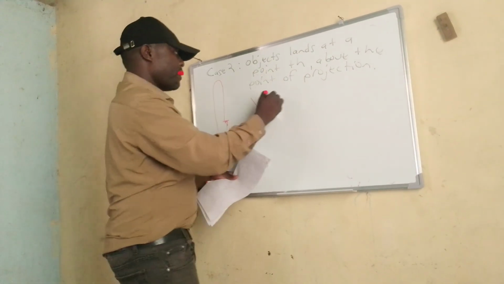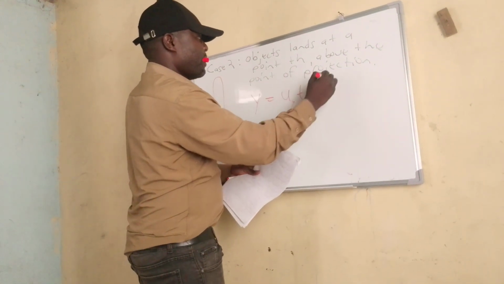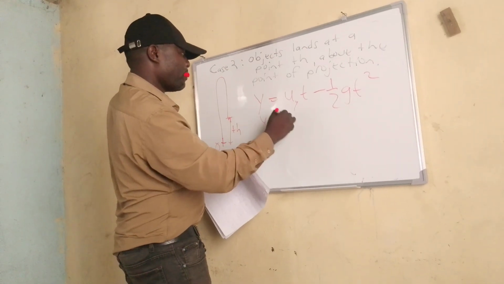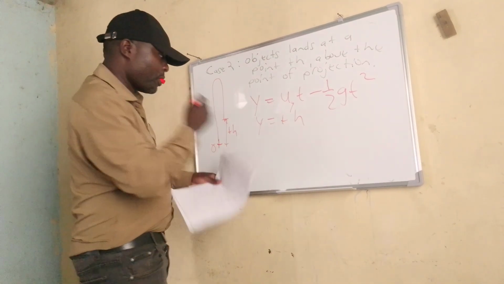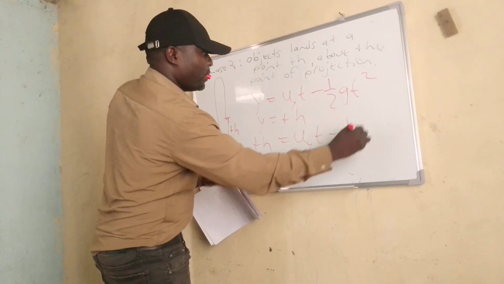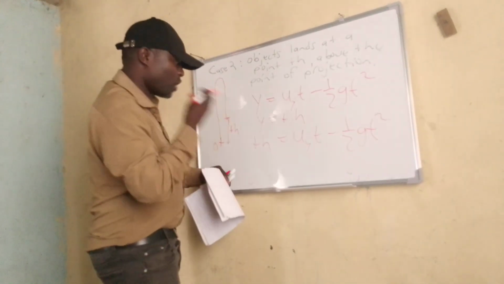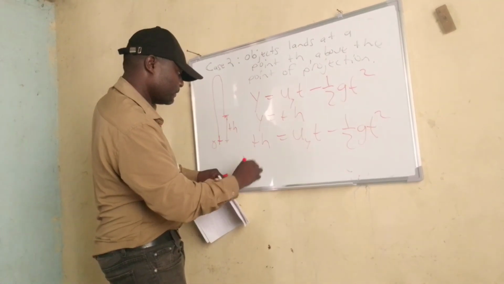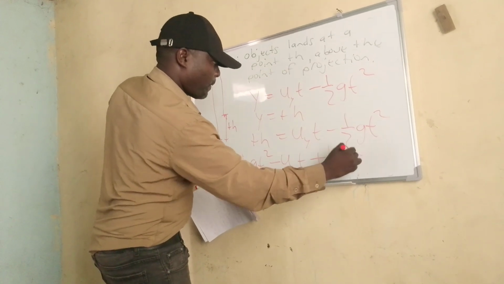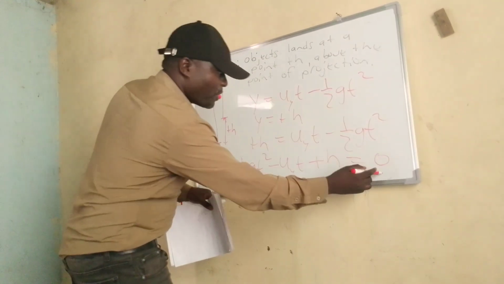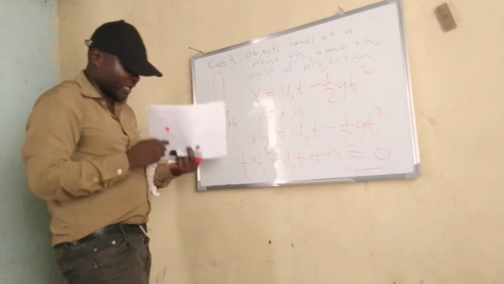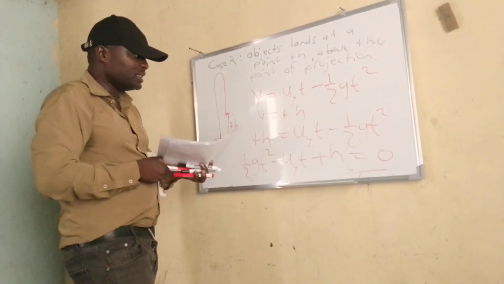So y is equal to uit minus half gt squared. So the total vertical displacement is plus h. So we have an equation of plus h is equal to uit minus half gt squared. So this will be the overall equation. From this equation, you must determine t, the time of flight.